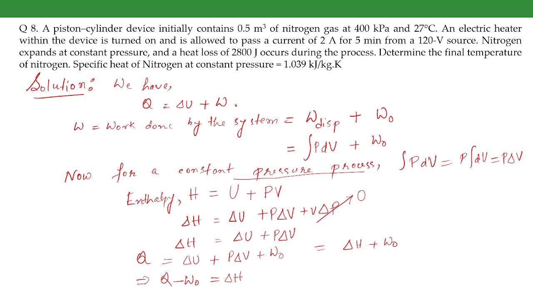It is a piston cylinder device which initially contains 0.5 meter cube of nitrogen gas at 400 kilopascal and 27 degrees Celsius. An electric heater within the device is turned on and is allowed to pass a current of 2 ampere for 5 minutes from a 120 volt source. Now the nitrogen expands at a constant pressure and a heat loss of 2800 joule occurs during the process. Determine the final temperature of nitrogen. The specific heat of nitrogen at constant pressure is 1.039 kilojoule per kg.